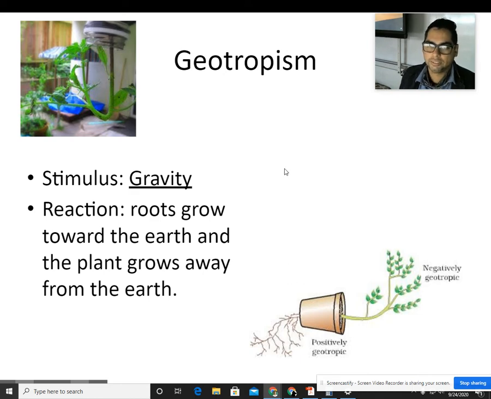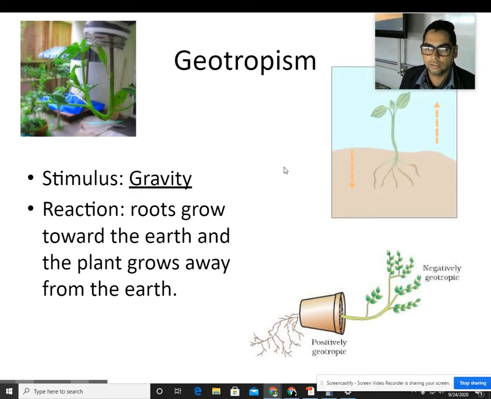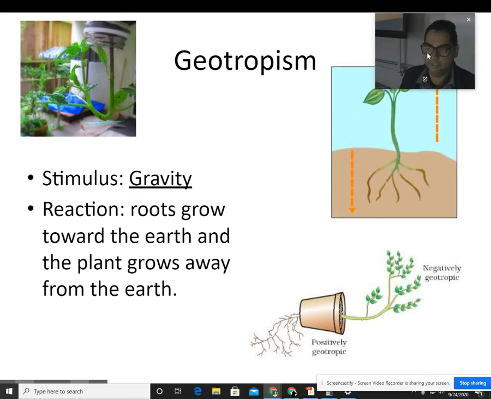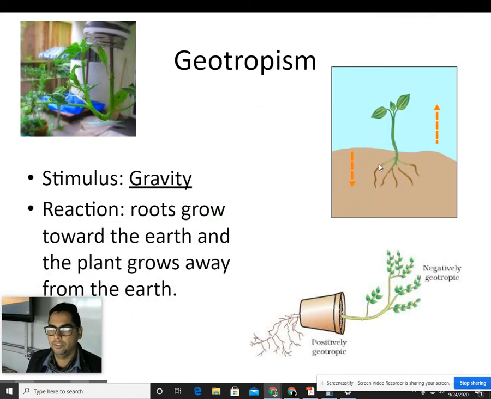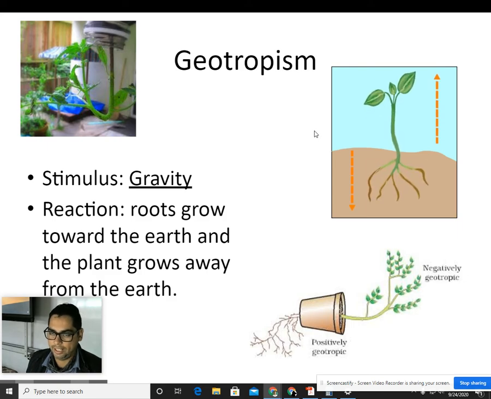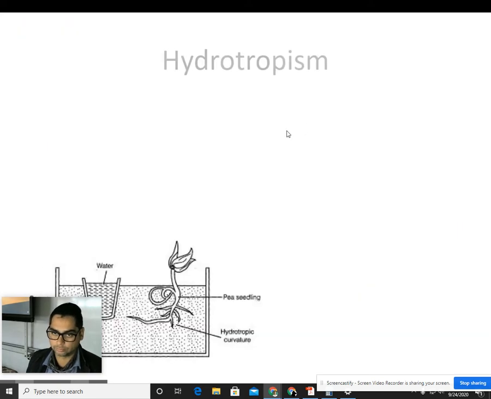All right. And this image kind of shows it. I'll keep throwing myself around. Here, the roots grow down, the plants grow up, always, always, always, no matter what. And that has to do with something within the cell that tells it which way to go.